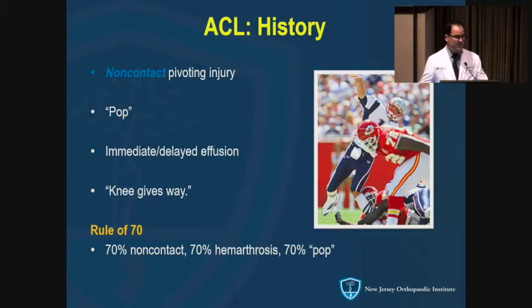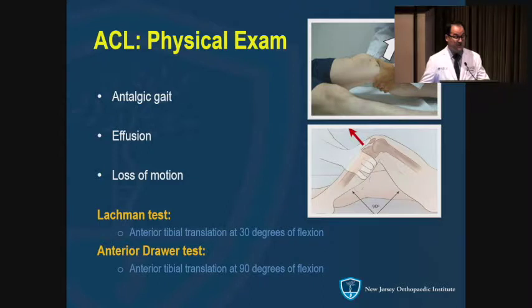And so one of the things that we're taught pretty early in residency and sports medicine fellowship is the rule of 70, and it holds fairly true, where with ACL injuries, 70% of them are non-contact, 70% have hemarthrosis, and 70% of the patients feel a pop. So when you see these patients, and you start to see a lot of them, you realize when they come in that it's more than just a mild knee sprain.